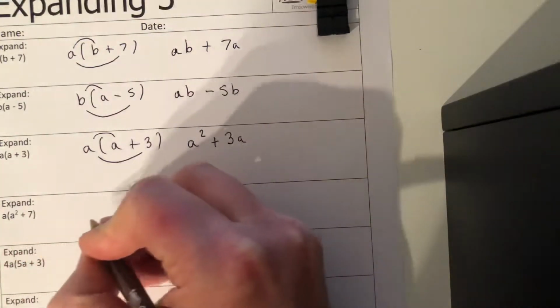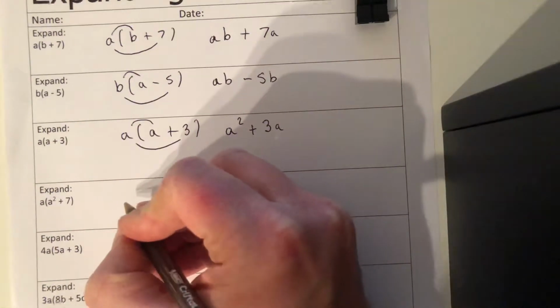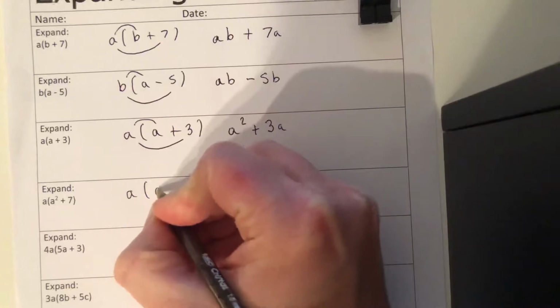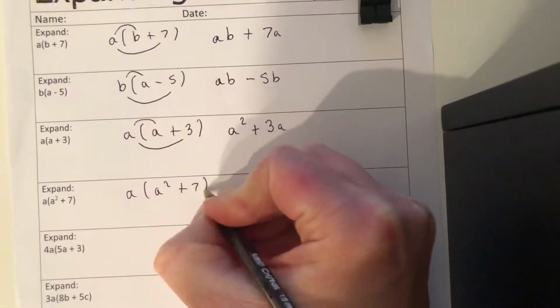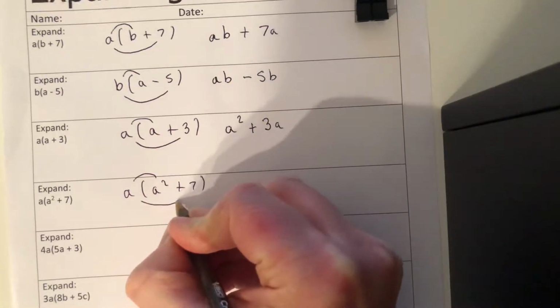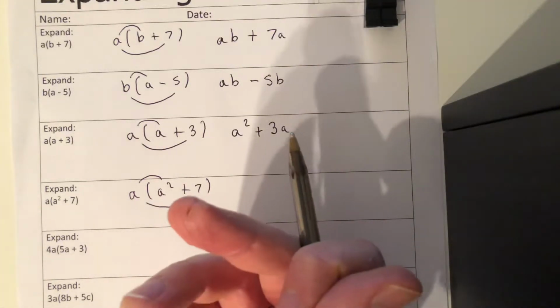All right, the next one, we've got a times a squared add 7. Oh, whoopie-doo. All right, let's have a look. Sorry about my handwriting. My finger's still a little bit sore from cutting it the other day doing the gardening.